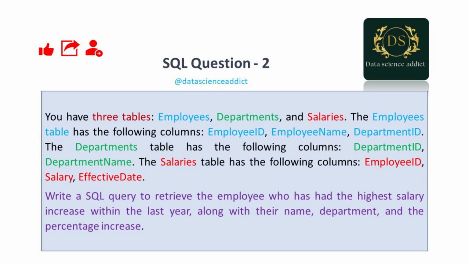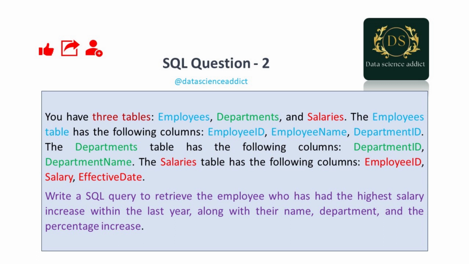Now, you need to write a SQL query to retrieve the employees who have the highest salary increase within the last year, along with their names, departments, and the percentage increase. In this question, you have three tables, employee, department, and salary, and we need to find the employee who has the highest salary increase within the last year, along with their name, department, and the percentage increase.